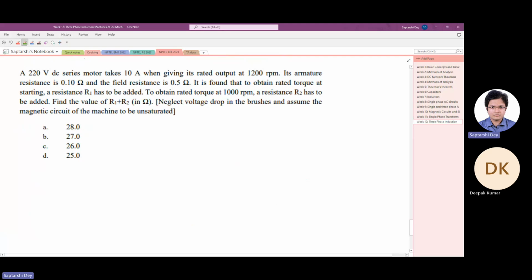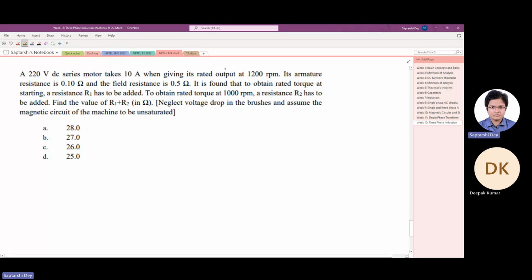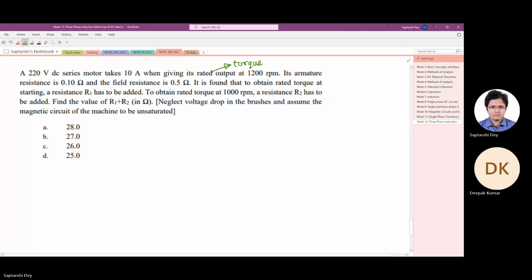Now try to understand the scenario first. Then we will solve the problem. Read the question once more. So the DC series machine takes 10 ampere when giving its rated output at 1200 rpm. Since they are saying rated output at 1200 rpm, that means they're talking about the mechanical side. So it's the rated torque at 1200 rpm. Now, it is found that to obtain rated torque at starting, some resistance has to be added.